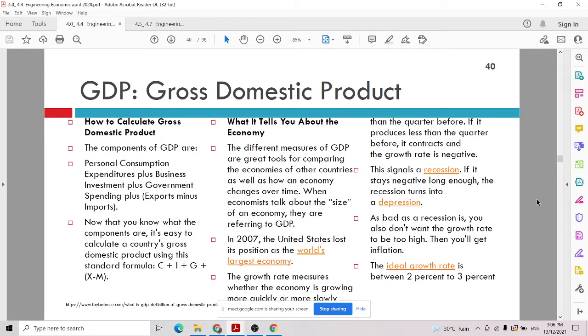GDP. When we talk about GDP, it is also influenced by recession and depression. So what is meant by recession? It means that if your output is interrupted, there is a recession or depreciation. Recession means economic downturn. That is being measured by GDP, the output from the country.